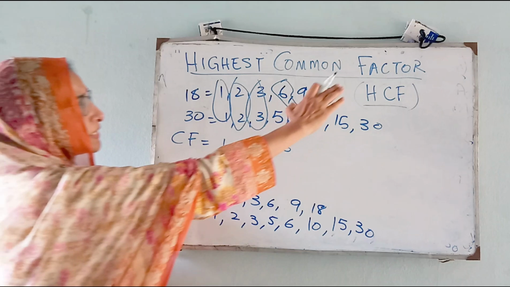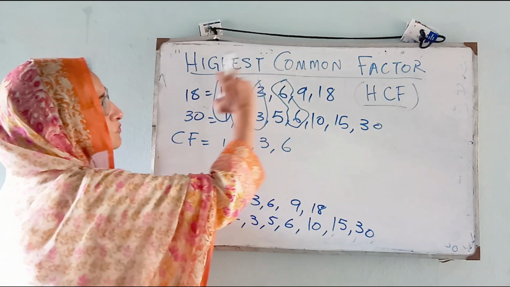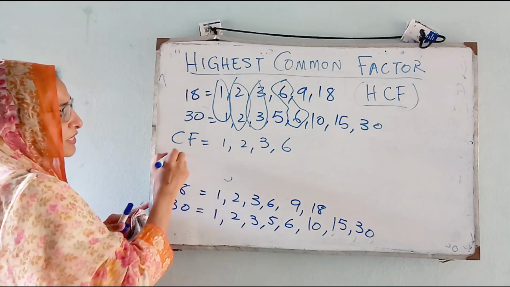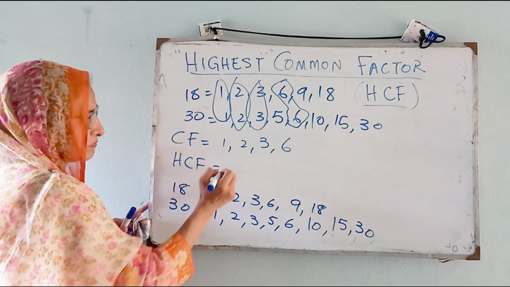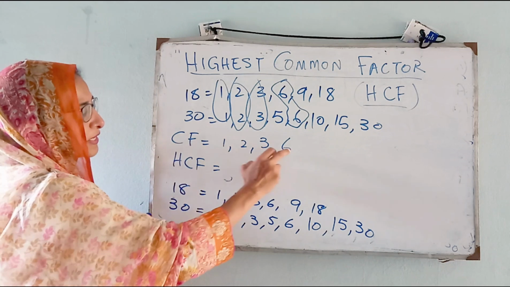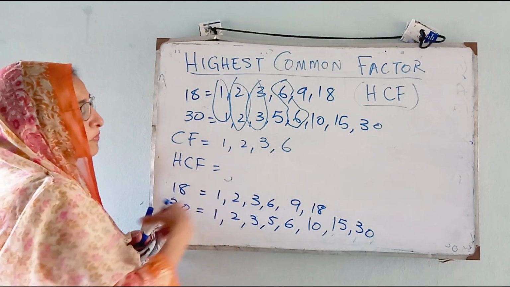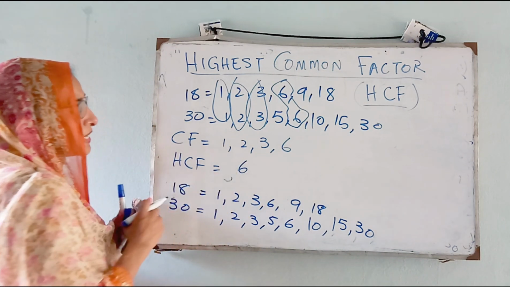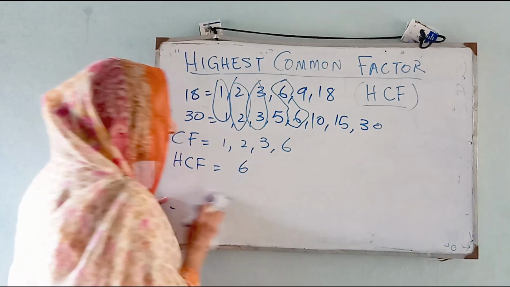Now after finding out the common factors, we have to find the highest common factor, HCF. HCF means the highest number in the common factors. The highest number in the common factors is 6. So my HCF will be 6.